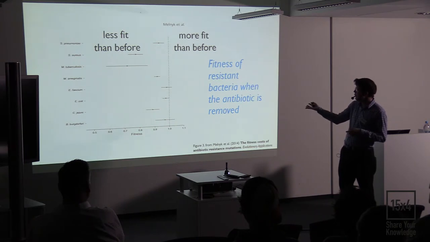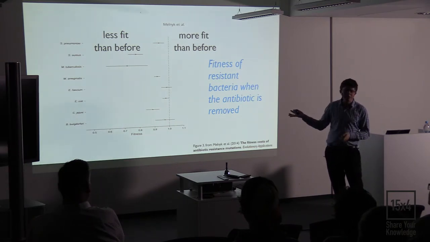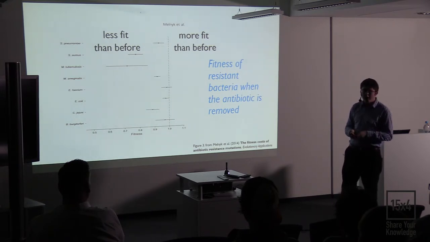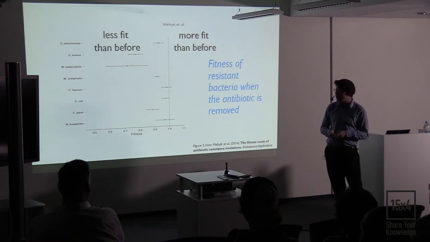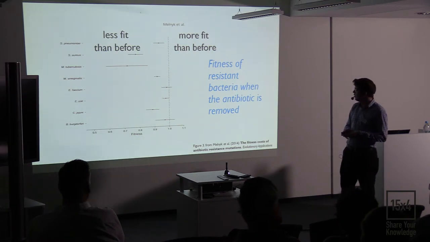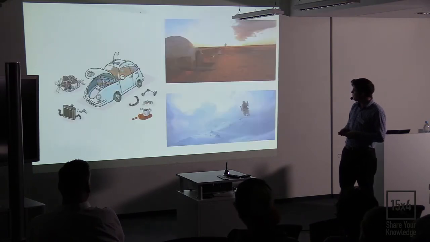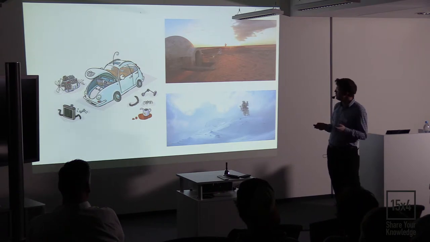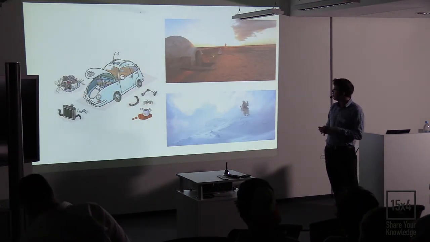And this graph just shows that the vast majority of mutations we know that cause resistance actually also cause a decrease in fitness for the bacteria that are involved. So most of them are on the left of this graph rather than the right. And I just want to quickly explain to you how this trade-off process happens.